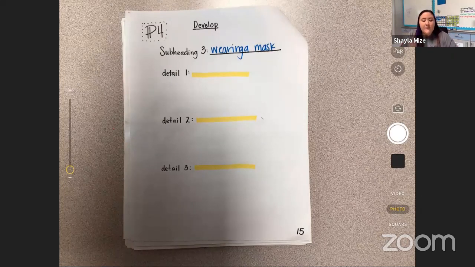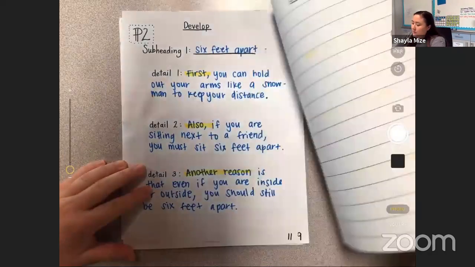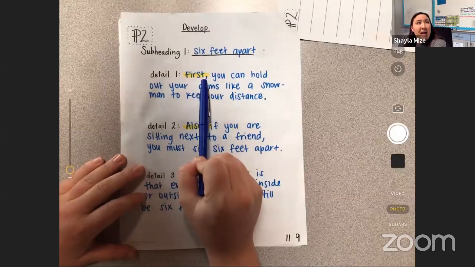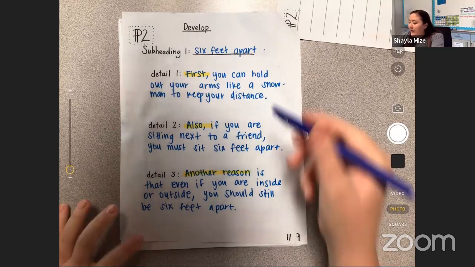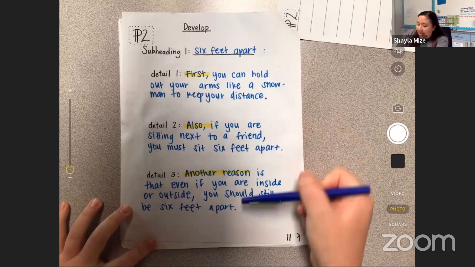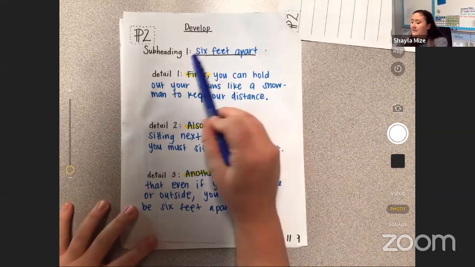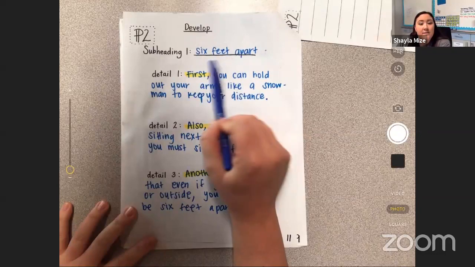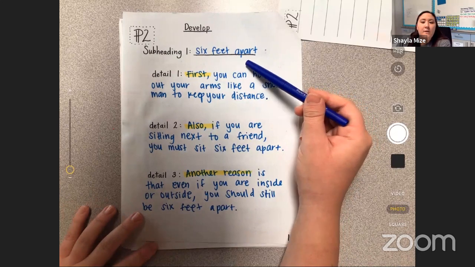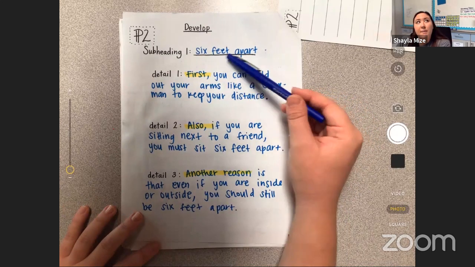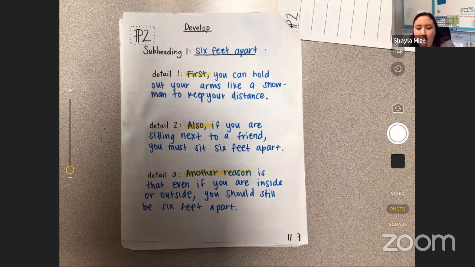Okay, here's what I need from you. You have these highlighted marks. I want you to skip the highlighted marks right now. We are not going to do transition words until the end. Today, I want you to write 3 complete sentences, 3 details after the highlighted marks that discuss whatever your subheading 1 is. So, someone raise their hand, give me an example of what your subheading 1 is, so we can use yours as an example.